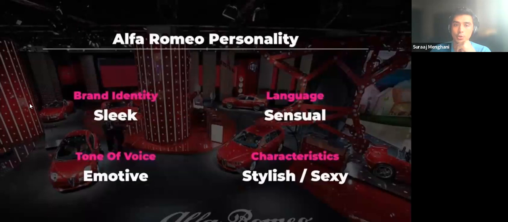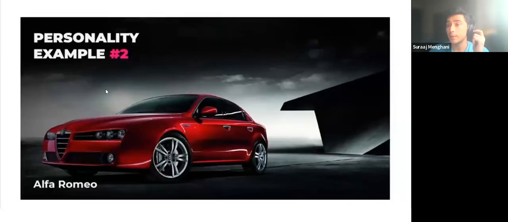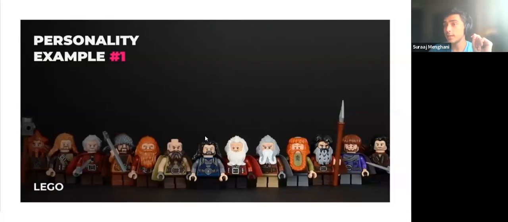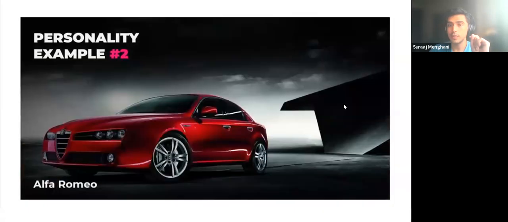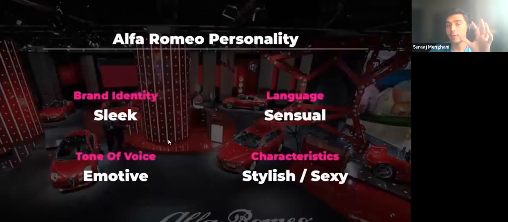Have a look. Their brand identity is sleek. Their language is sensual. Their tone of voice is emotive. And their characteristics are stylish and sexy. These guys are in sync with their archetype. Alfa Romeo's archetype, we've done this in class also, is lover. Sensual slash lover is the archetype. Lego is creator. Understand, even though we've done the archetype, after the archetype there are all of these things involved that we're trying to learn.